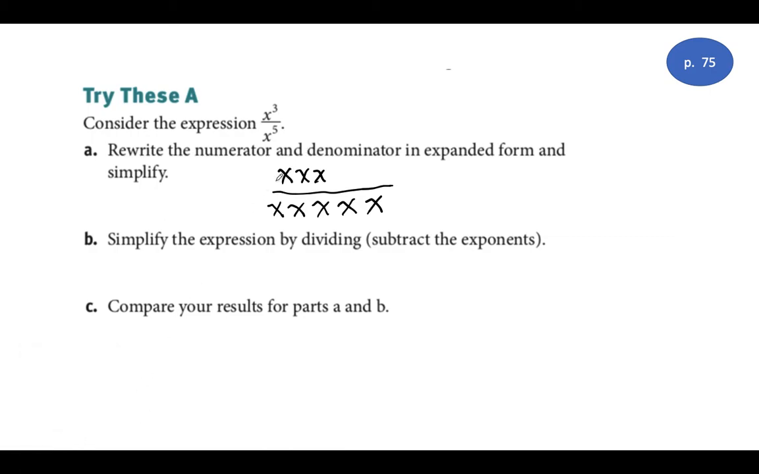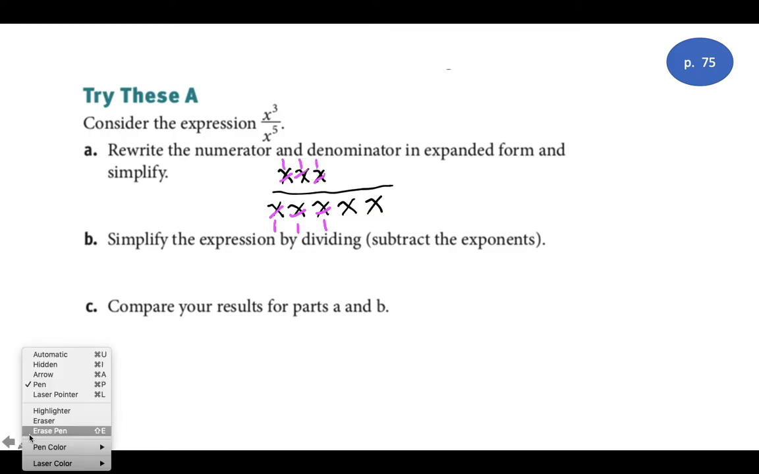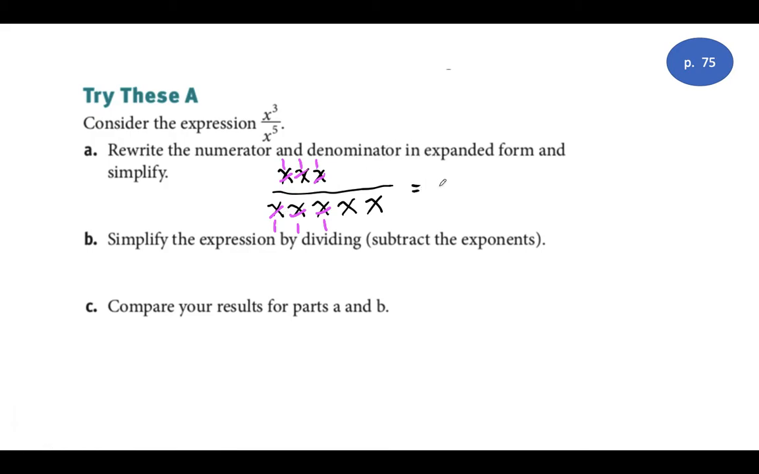Magenta's so good for canceling, so dramatic. So x divided by x is 1, x divided by x is 1, x divided by x is 1. And then we gather up what we have left. We have in the numerator 1 times 1 times 1, which is 1, and in the denominator 1 times 1 times 1 times x, which is x squared. Okay, so when I use expanded form, I get 1 over x squared.